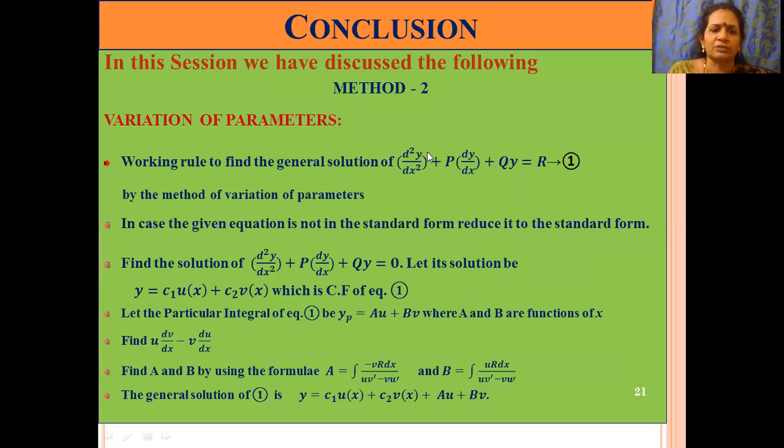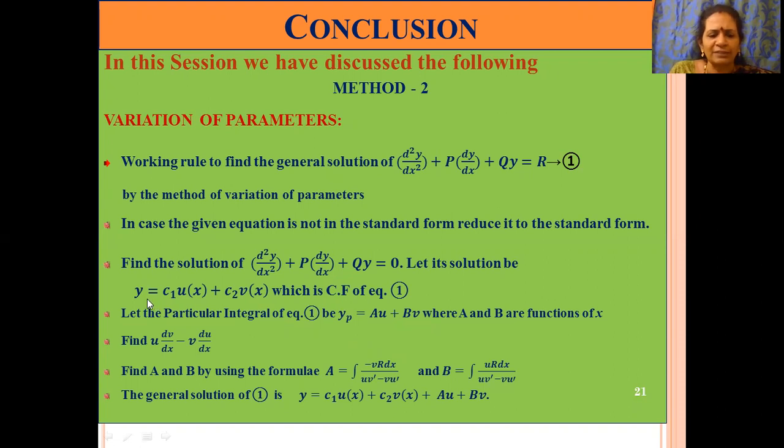So in this session, what we have discussed, the main thing is variation of parameters. Working rule to find the general solution by the method of variation of parameters. In case the given equation is not in the standard form, reduce it into the standard form. Now find the solution: let its solution be y is equal to c1u plus c2v, that is yc, which is a complementary function of equation 1. Now let the particular integral of equation 1 be yp is equal to Au plus Bv.